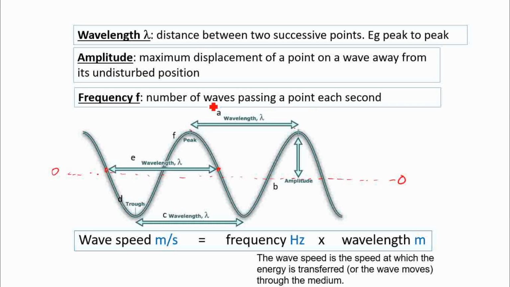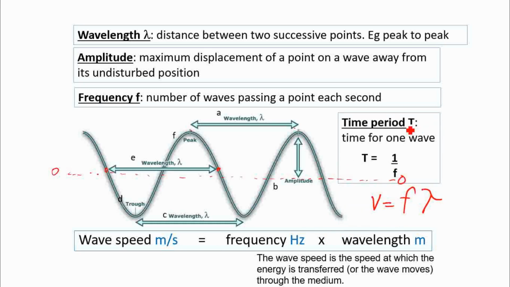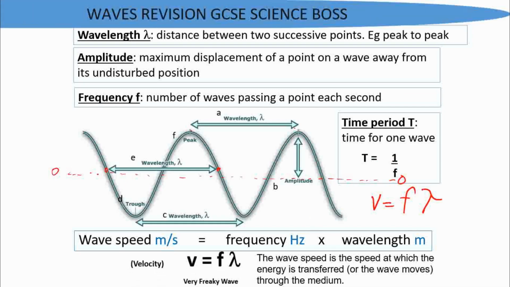Frequency is the number of waves that pass a point every second. Please also add this equation to your flashcards: v = f λ. Good. You're going to have an equation sheet this year, so you don't necessarily have to remember it, but you do need to know how to use that equation, know your units and know how to rearrange. The time period, in terms of a definition, is the time taken for one wave. T = 1/f. Flashcards should be fully populated. Too easy. All right, let's go.